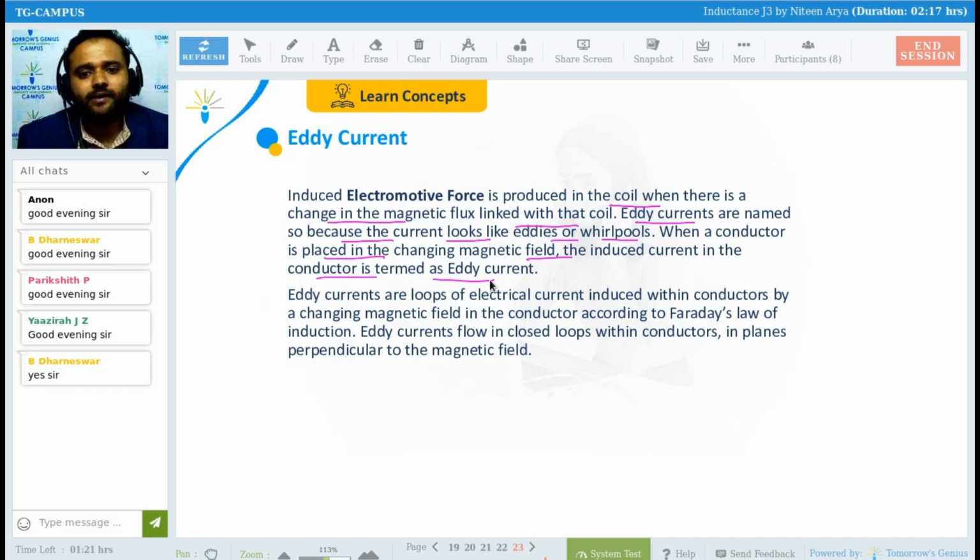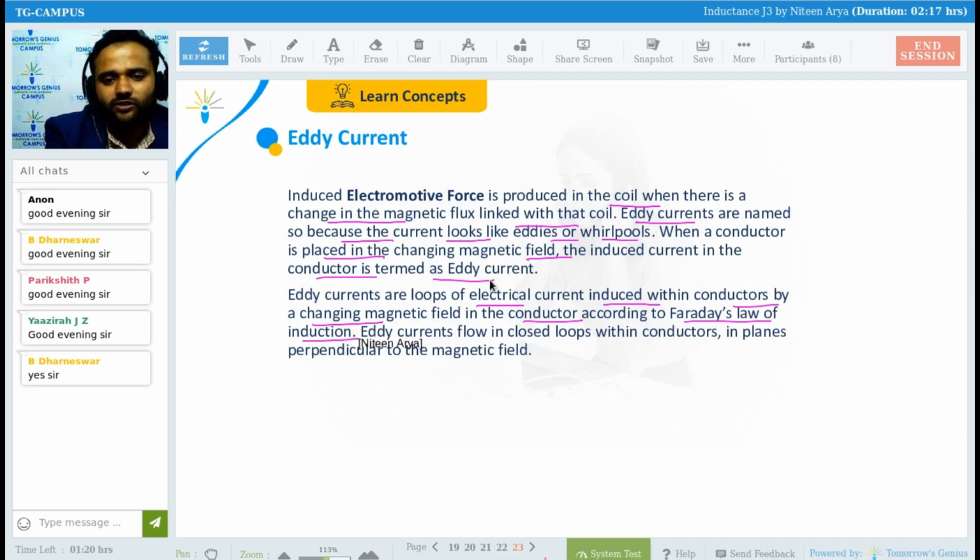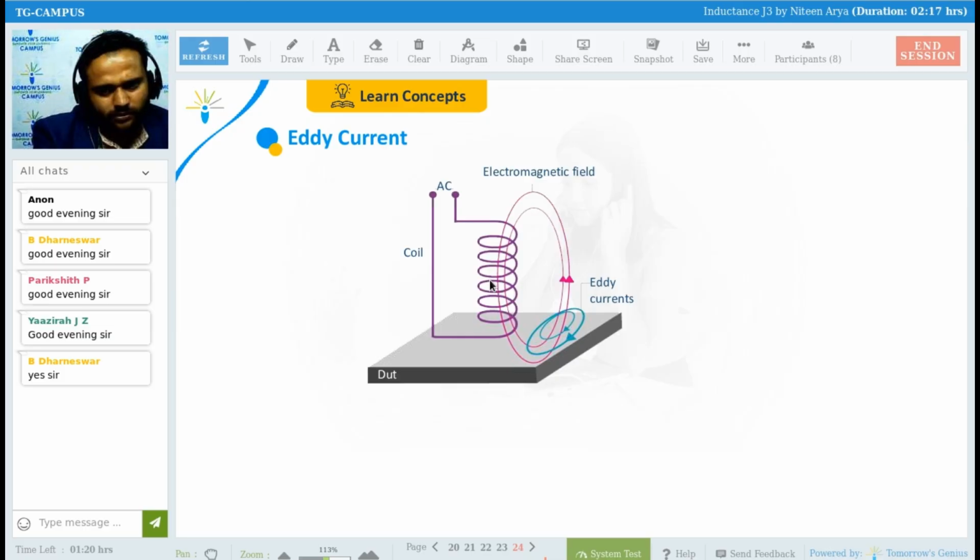It means there is a production of induced EMF whenever there is a change in the magnetic field. When a conductor is placed in a changing magnetic field, the induced current in the conductor is termed eddy current. Whenever we see this EMI effect, the induced current in any conductor is termed an eddy current. Eddy currents are loops of electrical current induced within conductors by a changing magnetic field. According to Faraday's law of induction, eddy current flows in closed loops within the conductors in a plane perpendicular to the magnetic field.